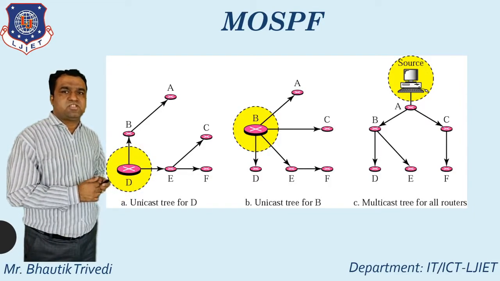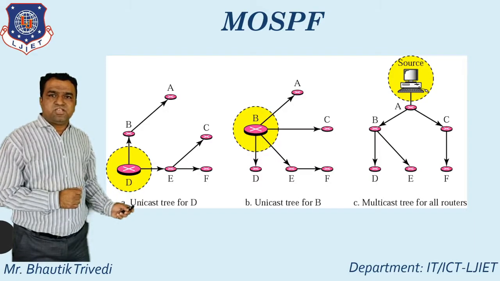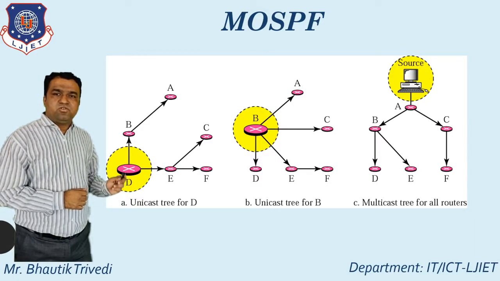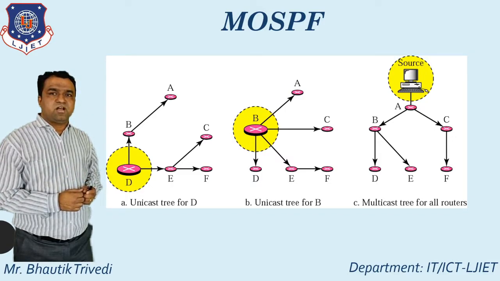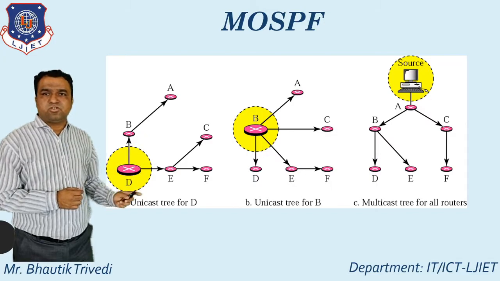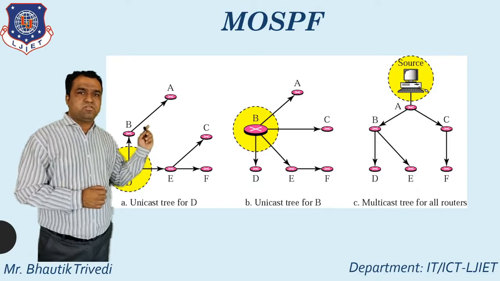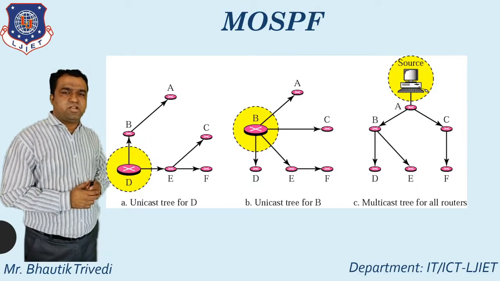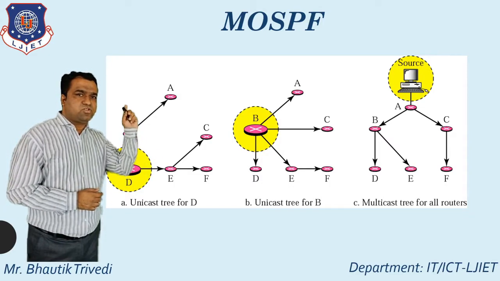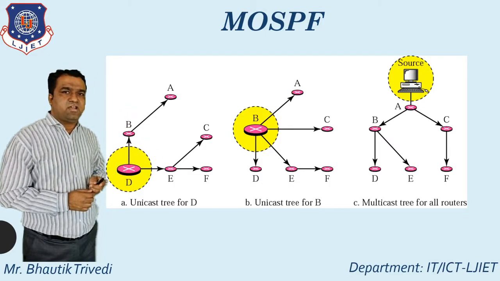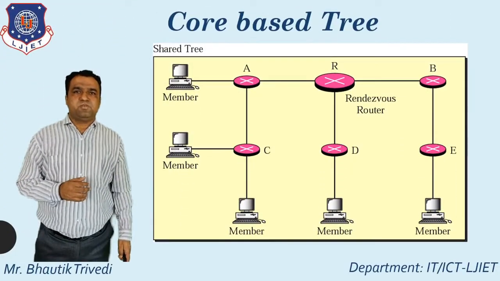After that, MOSPF. So here you just see multicast open shortest path first. So here you just see unicast tree for D. Unicast tree for D means, as all of you know, with one interface I can directly transmit something. So here you just see one-to-one. Unicast tree for B, here with only one interface I can directly support this. And multicast tree for all routers. So here you just see from A, you are directly sending to B, C and all. So that is known as MOSPF.